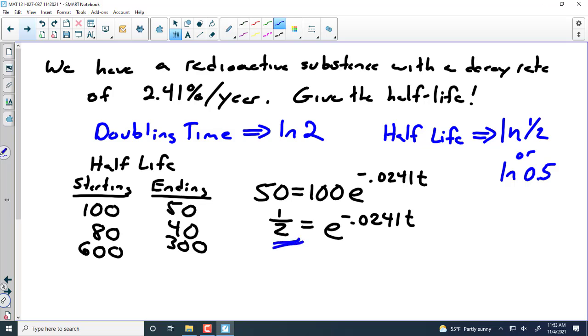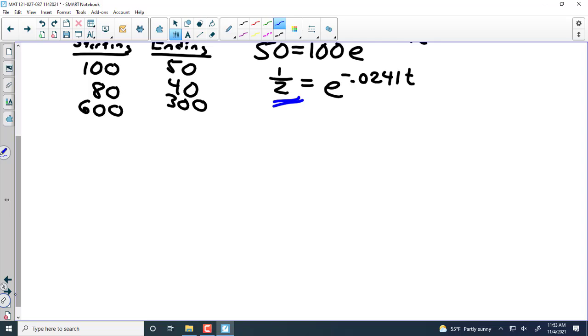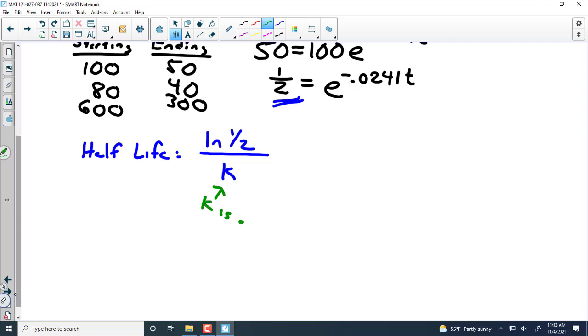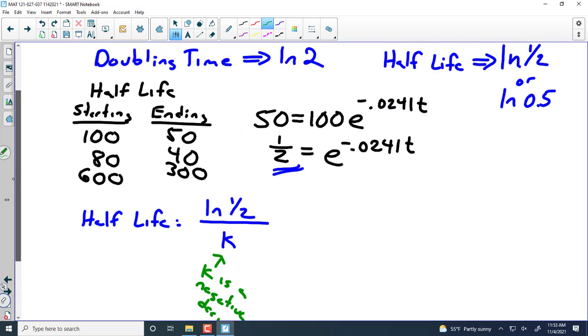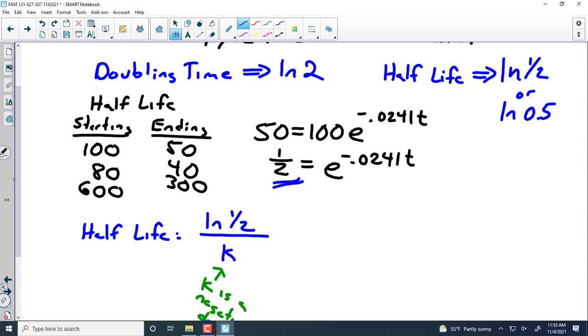So, this is what we use for a half-life. Now be careful, because to do the half-life, you need to do ln of 1/2 divided by k. And k is a negative decimal because we're doing decay. So when you set this up, you need to do ln of 1/2 divided by negative 0.0241. Equal 28.67. Say it again, please. 28.76. Good.